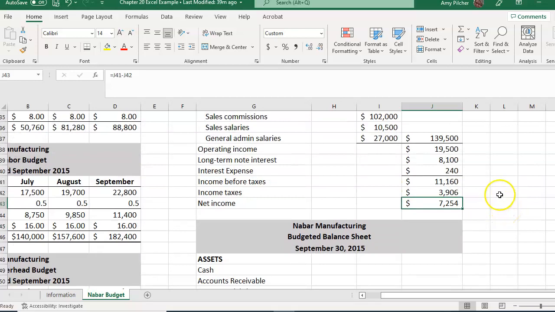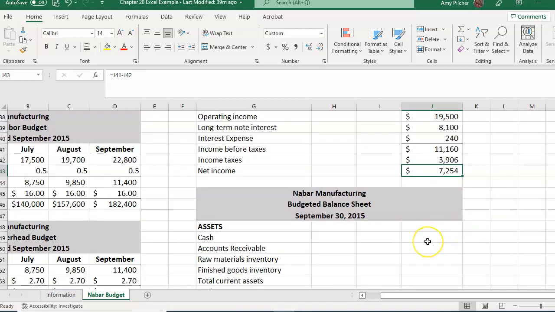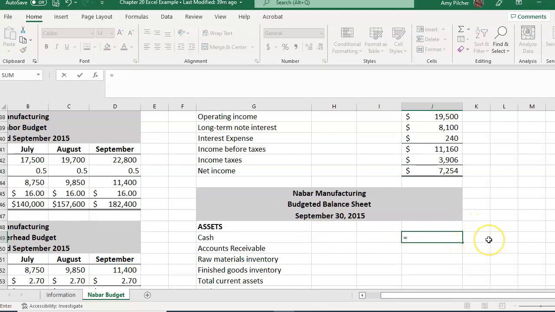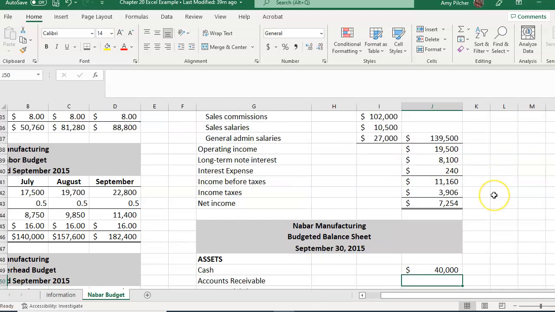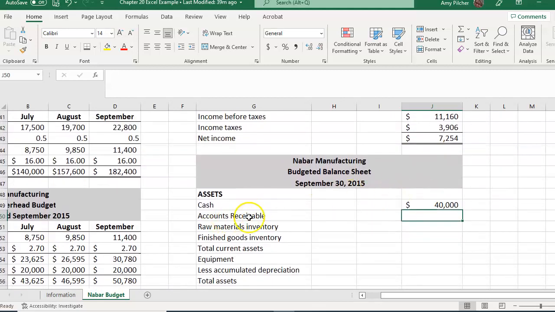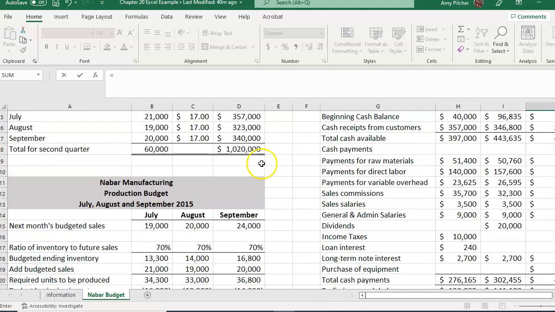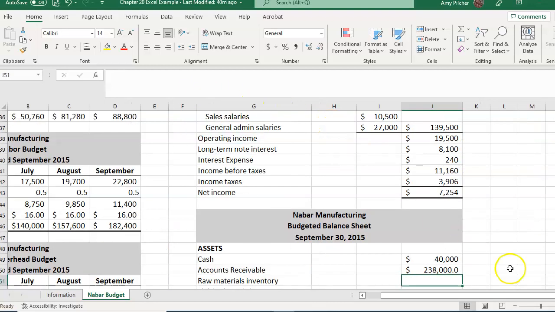Now all we have left is the balance sheet. For my balance sheet, I need cash. So my balance in my cash account is my ending balance from my cash budget. For accounts receivable, remember what's in accounts receivable is 70% of sales, so my last month's sales. So I need 70% of September sales. If I go to my sales budget, September sales are 340,000 times 0.7.